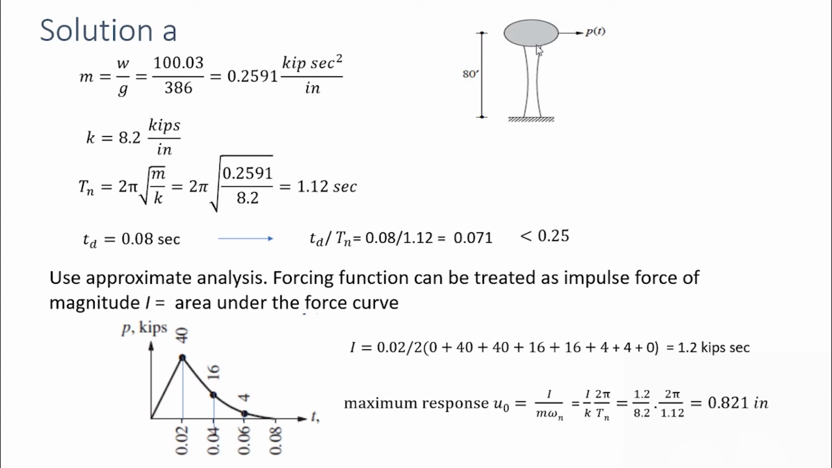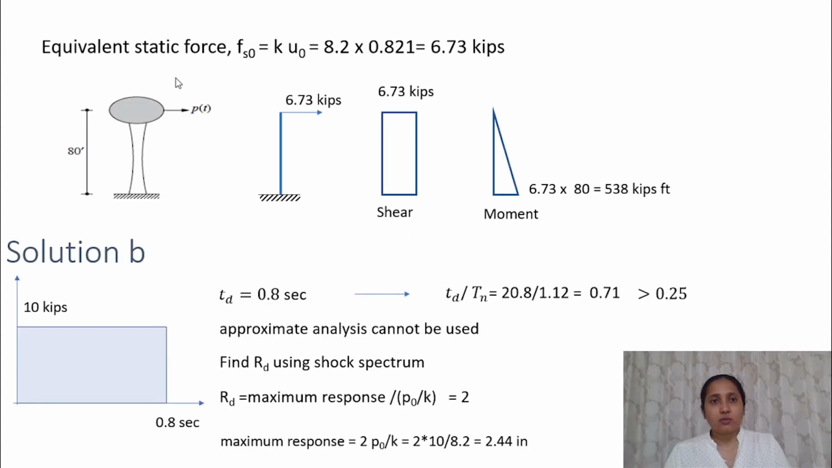Now we know the maximum displacement, so we can find the force. We have the stiffness value, so we can find the equivalent static force. The equivalent static force acting on this tank is K times the maximum displacement. So that would be 8.2 times the displacement we just calculated, 0.821, which is equal to 6.73 kips.